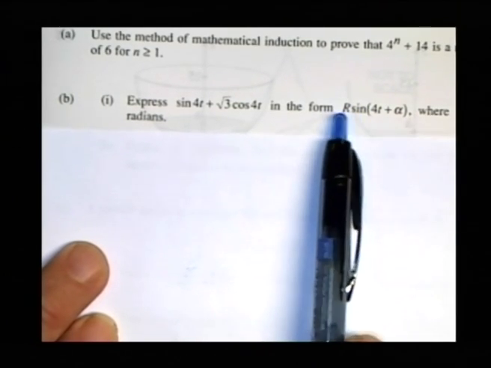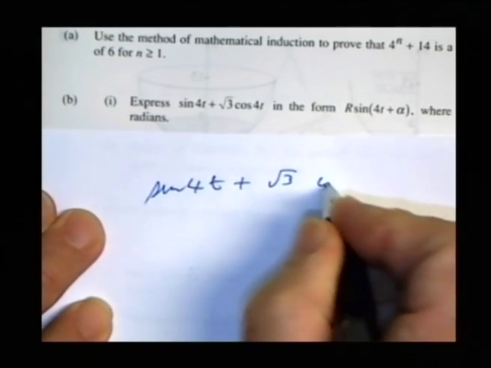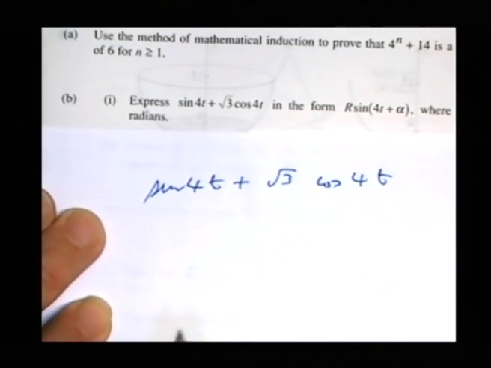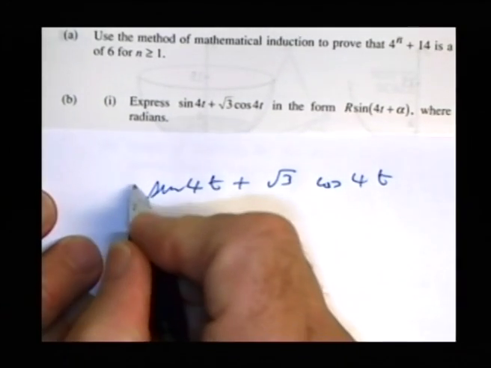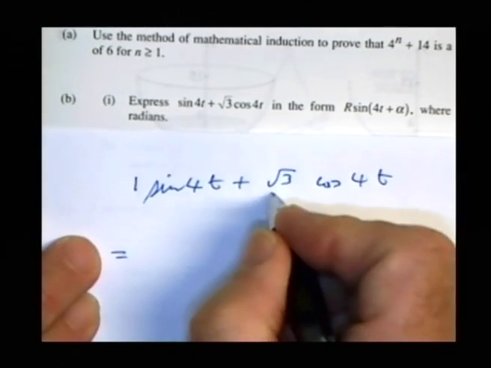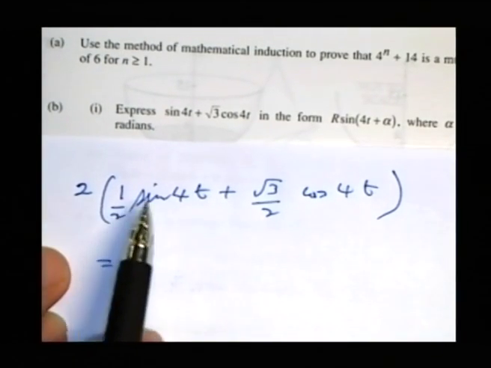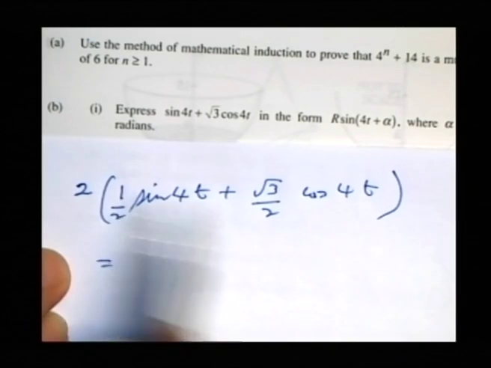You've got to find out what r is, and you've got to find out what alpha is, and they call this the auxiliary angle or subsidiary angle method. Now, there are various ways of doing this, but sine 4t plus root 3 cos 4t, you could say that's equal to, if I put a 1 here, which is 1 in front of that, and I put a 2 under here and a half under there, I'd have to multiply that all by 2. I hope you're seeing what I've done here. 2 times a half gives 1, which was there, and the 2 cancels out, and you've got the root 3.